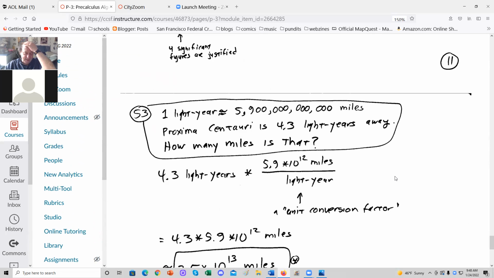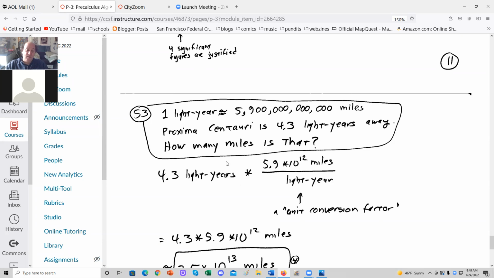Now here's a cool one, I think. Distance to the sky. Distance to Proxima Centauri. I mean, we talk about literally astronomical numbers. Well, here are some literally astronomical numbers. A light year is 5.9 trillion miles. Light travels 5.9 trillion miles in a year. Proxima Centauri, that's the closest star, mind you, is 4.3 light years away. It takes light 4.3 years to get from Proxima to here. How many miles is that?